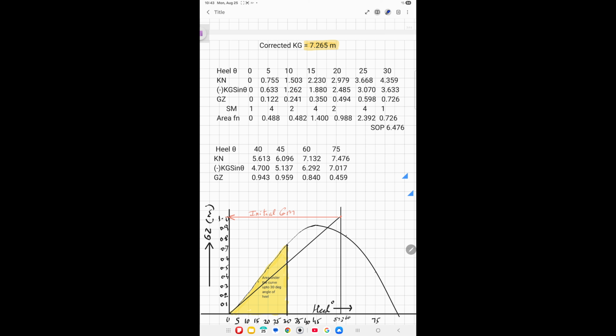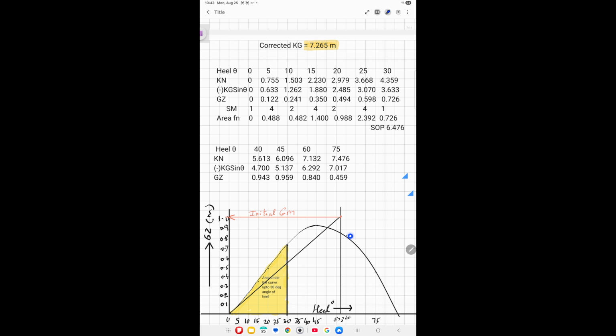Now dynamical stability: suppose they are asking at 30 degrees, then we need to find the area under the GZ curve up to 30 degrees and then multiply that by displacement, and we get dynamical stability. I have drawn the full curve here. As I showed you, I have taken additional values just for the sake of learning.